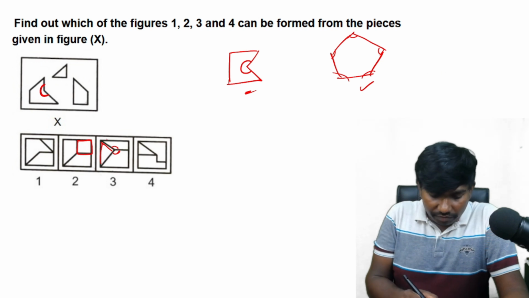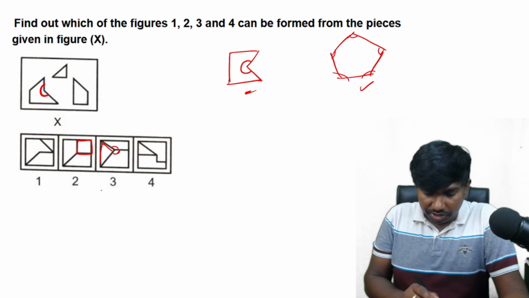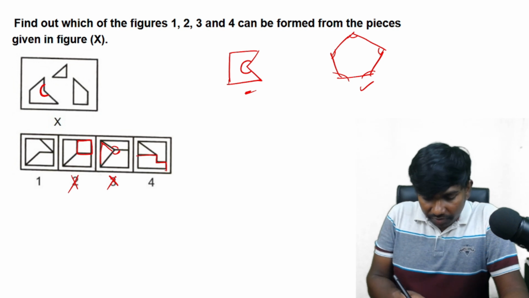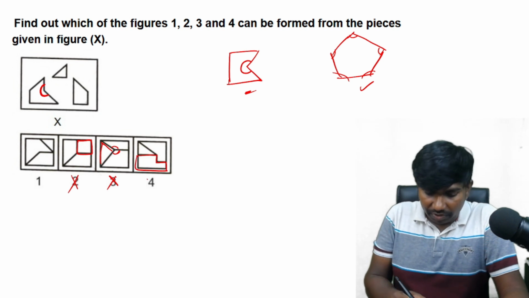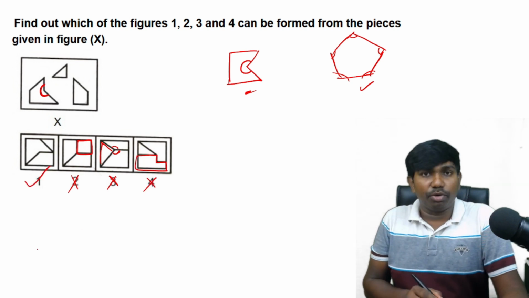There is a concave polygon here. Here there is no such figure. Cancelled and cancelled. Here there is no figure like this, right? In the given figures, this cannot be. Then the answer must be option A.